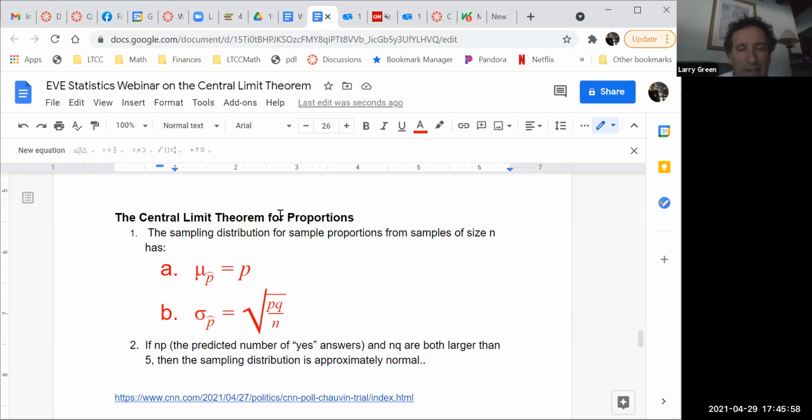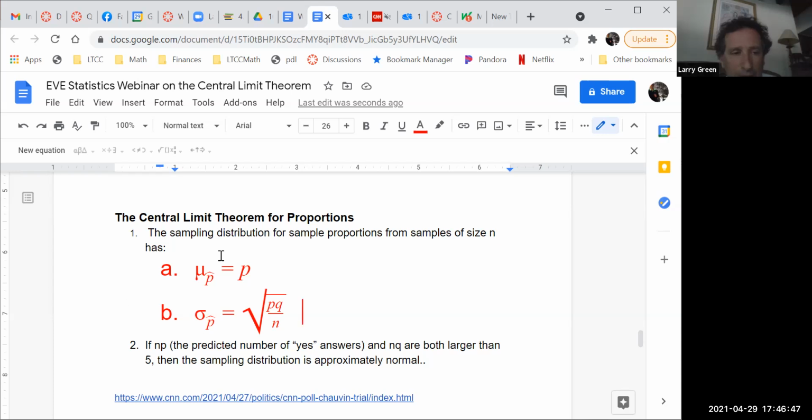And you can think about the same idea. You can talk about the sampling distribution for sample proportions of sample size n, which means let's suppose you wanted to find out the percentage of Americans who have been vaccinated. So you do a survey and you might ask 300 people, have you been vaccinated? And they're going to say yes or no. Okay, so what you want to do is you want to say, well, of all possible samples of size 300, what is the mean of all the sample proportions? And what is the standard deviation of all of the sample proportions?